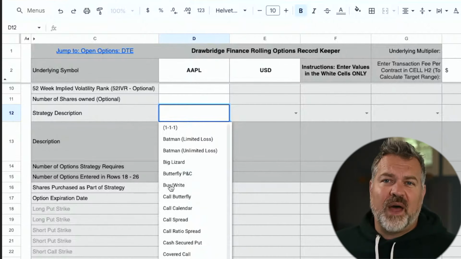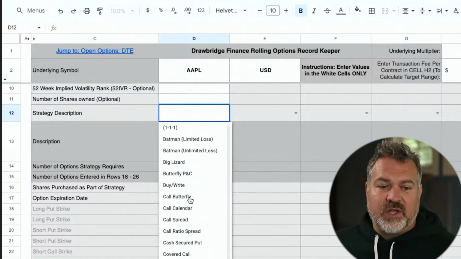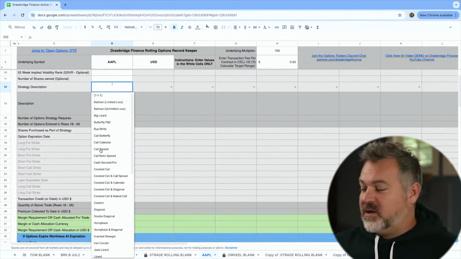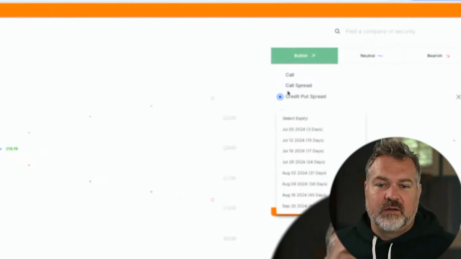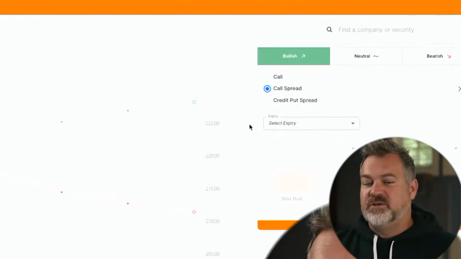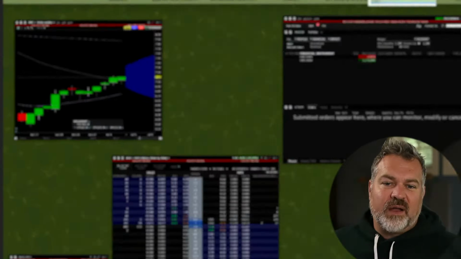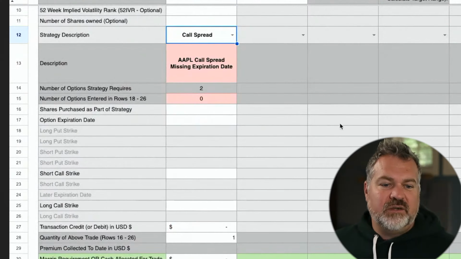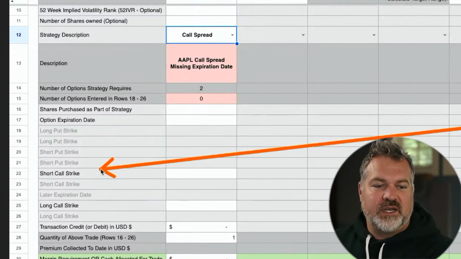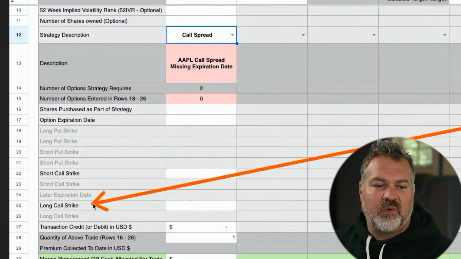We could just do a simple buy stocks and write the covered call against it. We could do a call butterfly. We could do a call calendar, call spread. Call spread is one of the things that we see on Options AI. If we look over here, call spread, it's pretty typical. So if I wanted to enter one of those, I would just choose that from the drop down. What my record keeper does is, when I choose the call spread, it highlights the positions that I need to put in. We're selling a short call and we're buying a long call.